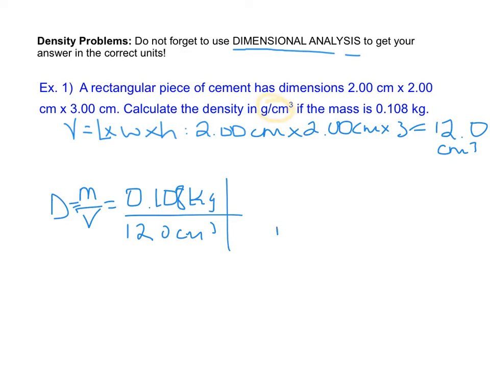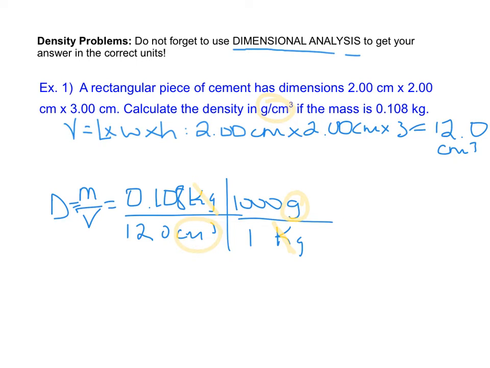We got to cancel out my kilograms, so I'm going to put it down there on the bottom. And let's see, converting kilograms to grams, that is a conversion you're supposed to know. For every 1 kilogram, we have 1,000 grams. So once we do that, our kilograms are going to cancel out, so our units are going to be grams up top, centimeters cubed on the bottom, which is matching the units we needed to find.